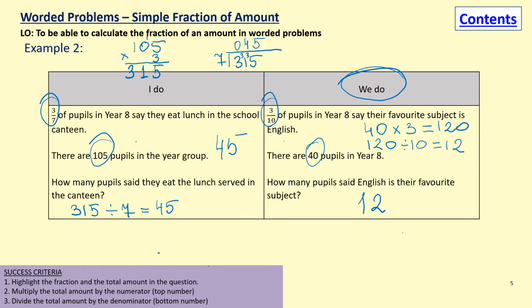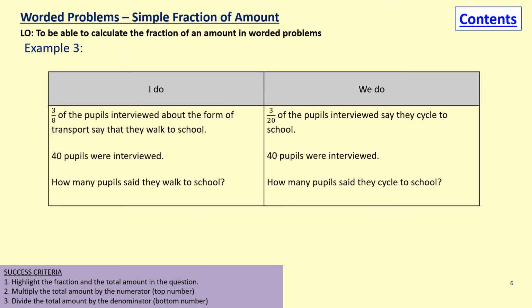If that's what you've got, well done. Let's do one more example. Example 3. 3/8 of the pupils interviewed about the form of transport say that they walk to school. 40 pupils were interviewed. How many people said they walk to school? Okay, let's have a look. So again, step 1, circle the fraction and the total amounts. So how many pupils? 40. Okay, step 2, multiply.